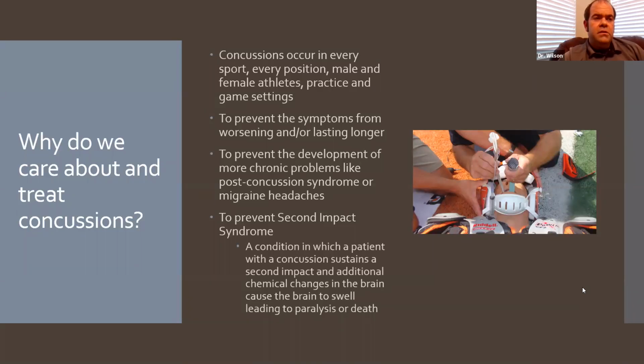And second impact syndrome is a condition in which someone with a concussion goes back to play, a second impact occurs, and through some additional chemical changes in the brain, an inflammatory cascade is initiated and the brain does start to swell, which again transforms that functional injury into a structural injury, and it's catastrophic. Second impact syndrome results in paralysis or death. Clearly, that's not the outcome we want to have.